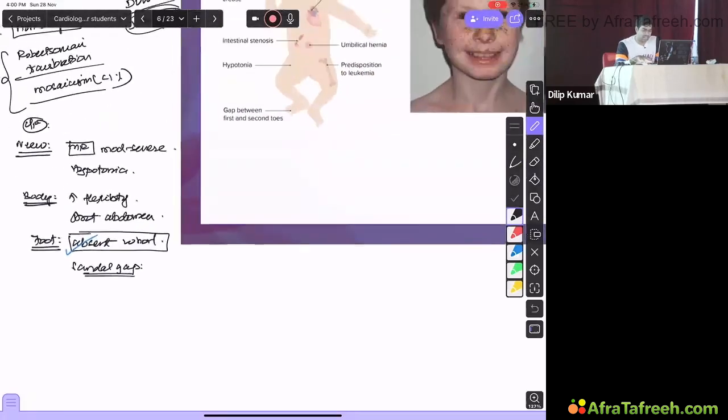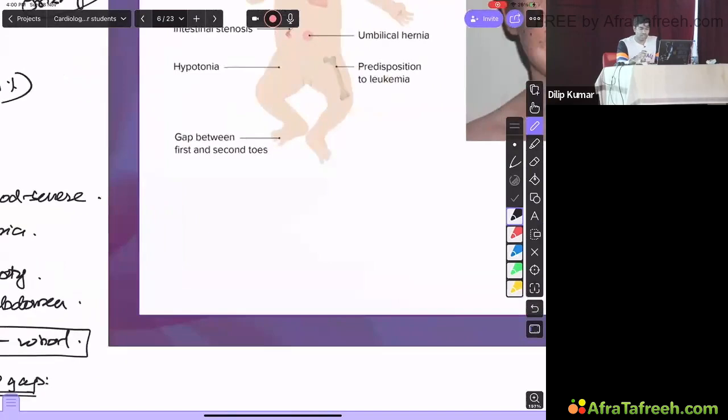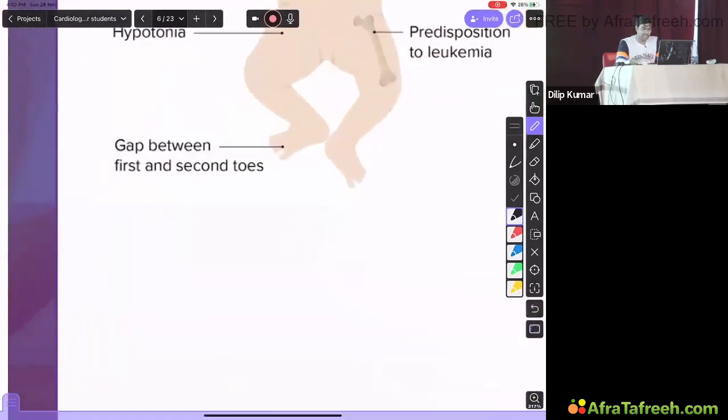I think in this baby, they have shown it. It's not very visible, but there is some gap they have shown between the toes. So there is a gap between the first and the second toes, which is called the sandal gap.